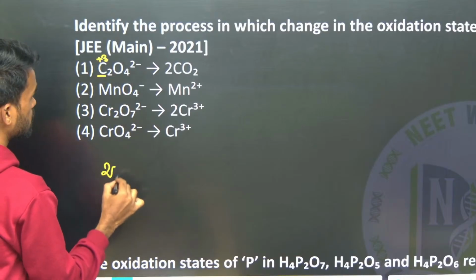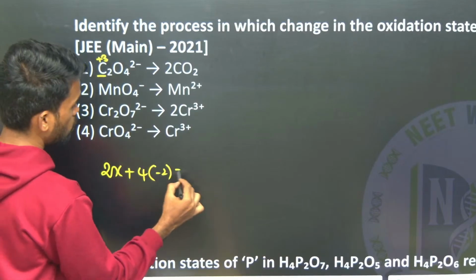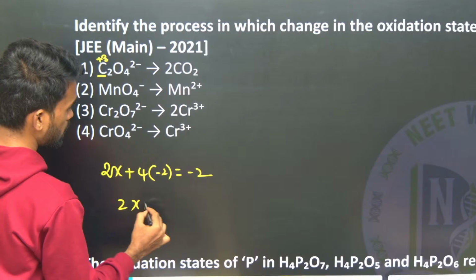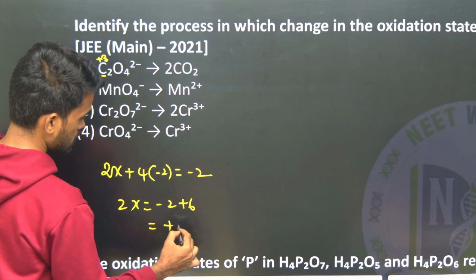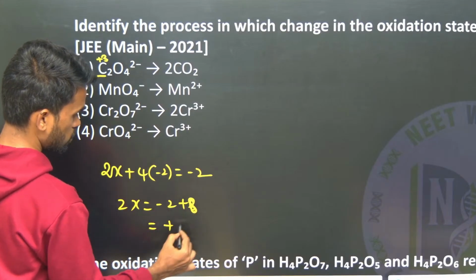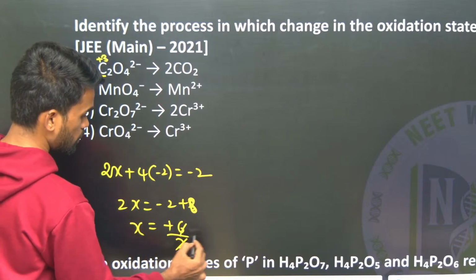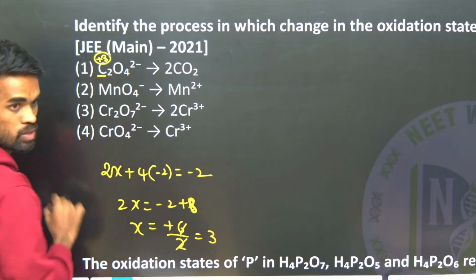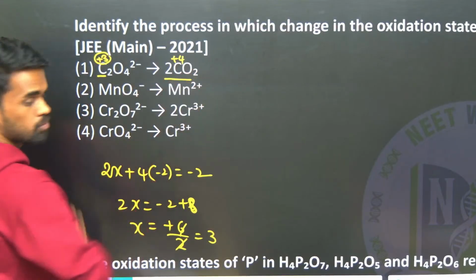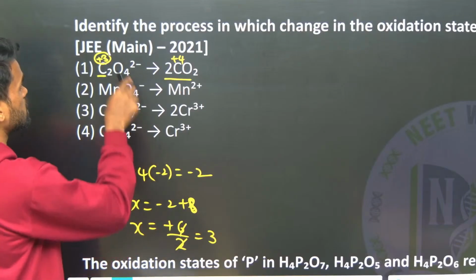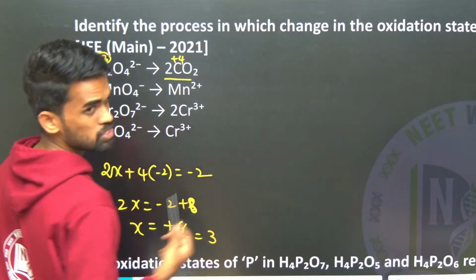So 2x plus 4 oxygens, each one has -2 charge, and the overall charge is -2. So 2x will be -2 plus 8, so it will be +6. Okay, so x will be 6/2, that will be 3. So +3 I am writing. Okay, what about carbon in carbon dioxide? +4. So what is the change? 3 to 4. This change is only 1, but they are asking for change to be 5.